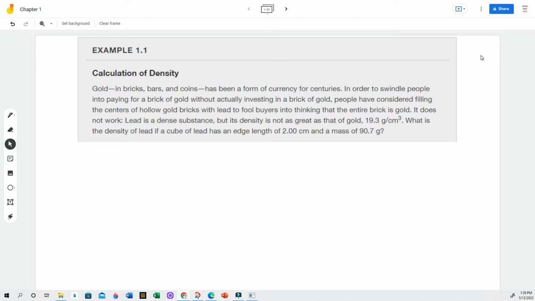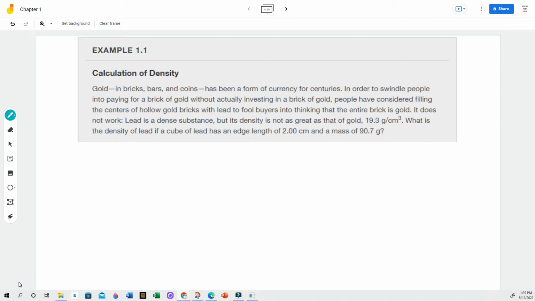Lead is a dense substance, but its density is not as great as that of gold, 19.3 grams per centimeter cubed. What is the density of lead if a cube of lead has an edge length of 2 centimeters and a mass of 90.7 grams? All right, so let's get started.